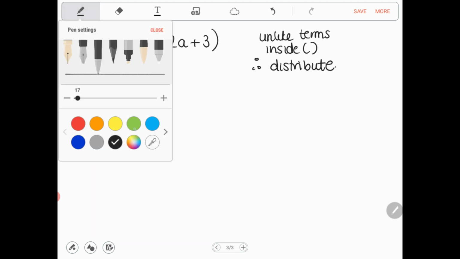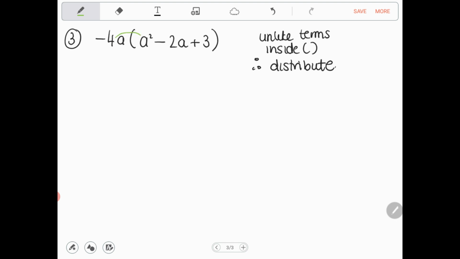All right, so what are we distributing? We're distributing that negative 4a with that one, the negative 4a with that one, and the negative 4a with that one. So we've got 3 terms inside the bracket, so we have to do 3 distributions. My first one is negative 4a times a squared. That's my first distribution. My second one is negative 4a times negative 2a. And my last one is negative 4a times positive 3.